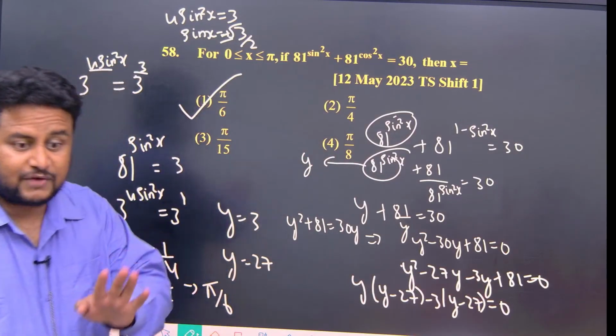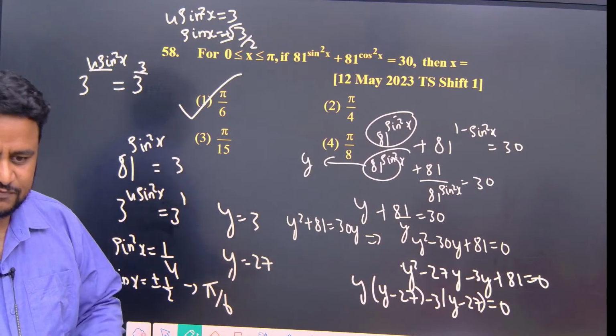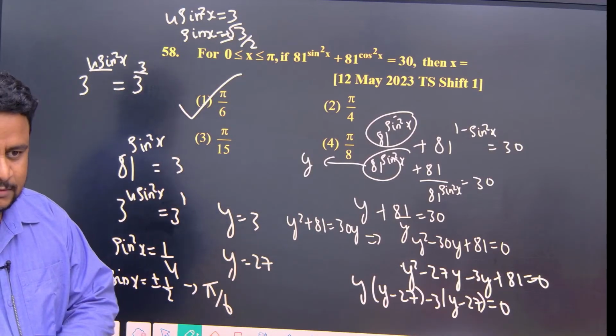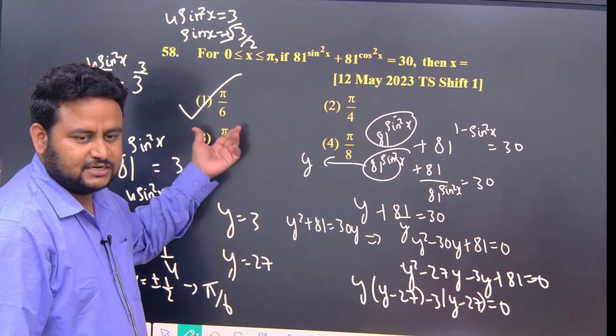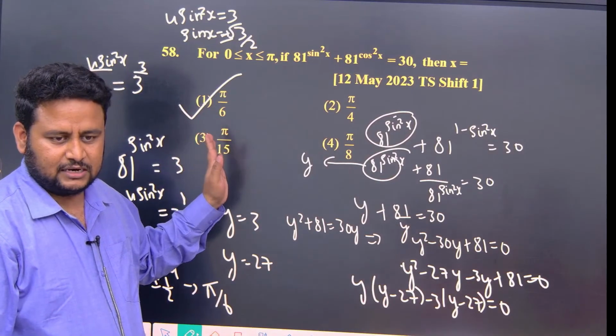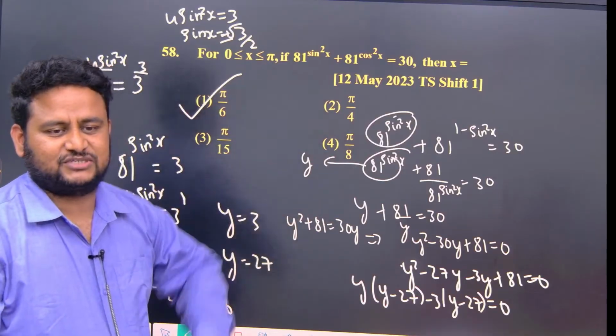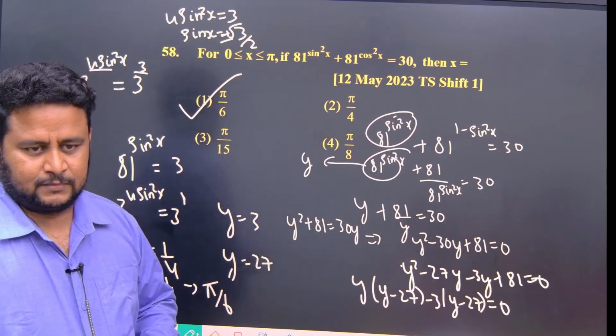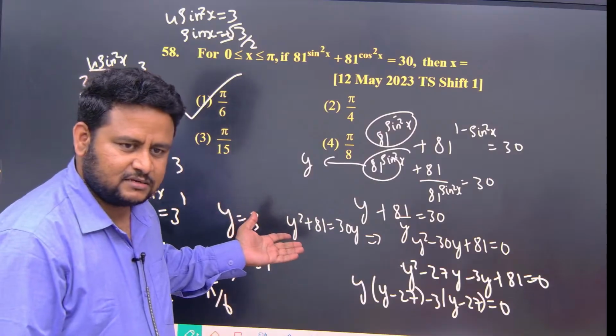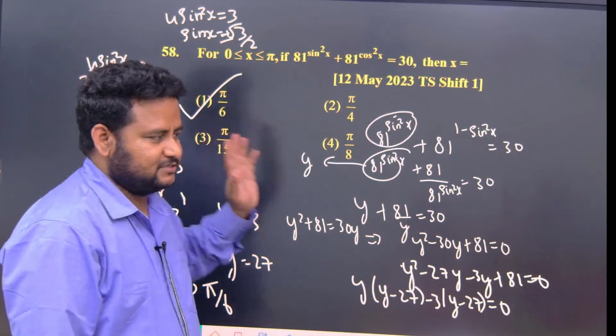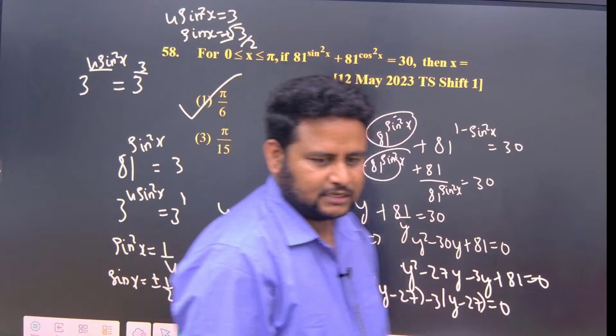See, there are 4 values of x that are possible, but only one value of x is given in the option, that is pi by 6. Sometimes they will ask the number of solutions of x, that is 4. But what is the value of x here? As per the options, pi by 6. Clear? Got it? Understood everyone?